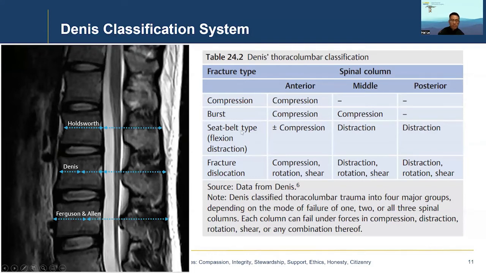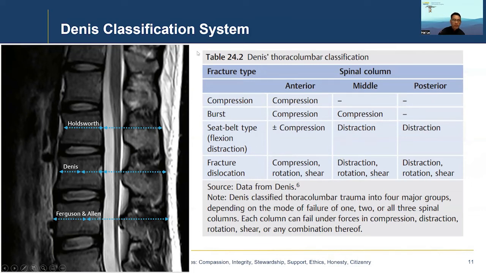Then we hear a lot about the seatbelt-type injury, which is a flexion distraction injury or Chance fracture. That is associated with flexion of the anterior column, but distraction of the middle and posterior columns. And then finally, fracture dislocation is a component of multiple different forces and vectors in the anterior, middle, and posterior columns, including compression, rotation, and shear.